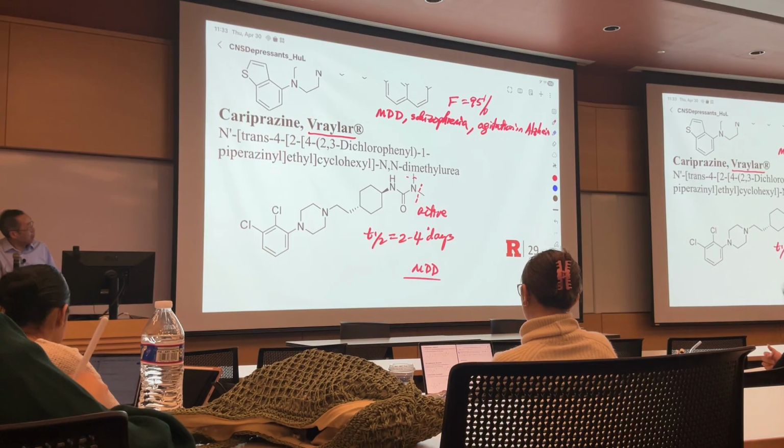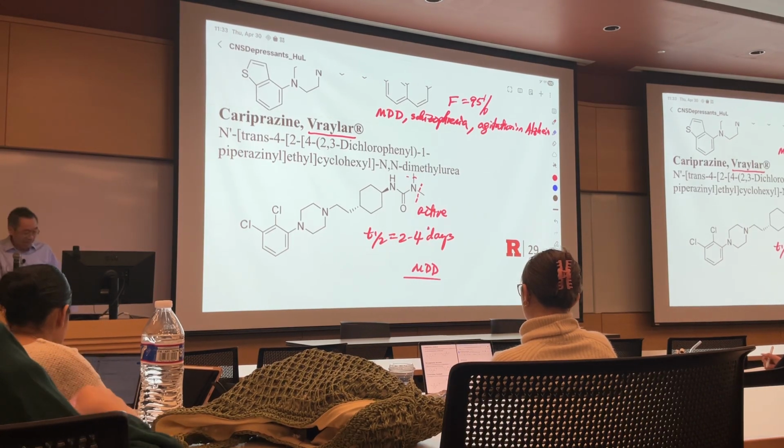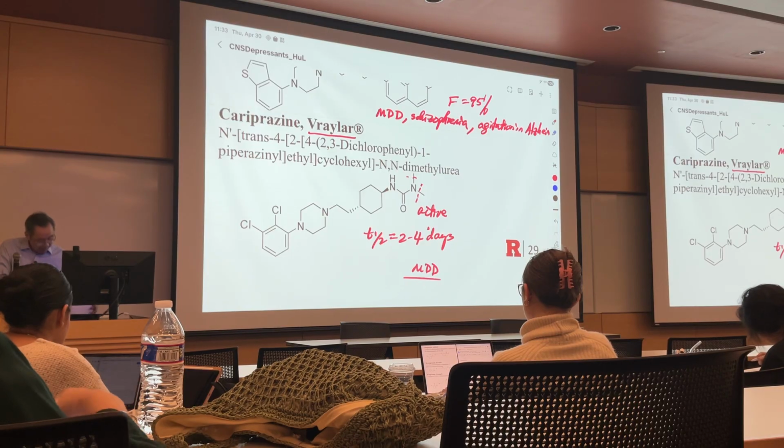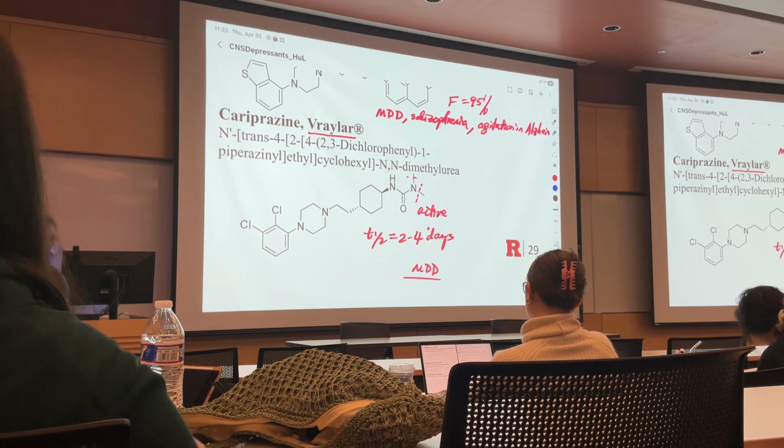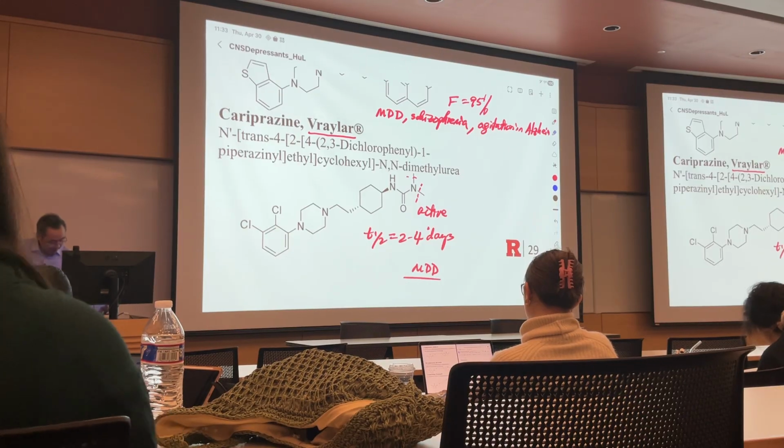More drugs available in the market. So this drug is protected by patents until 2029. So you still have several years, 3 years, before this patent expires, before the generics come to the market.